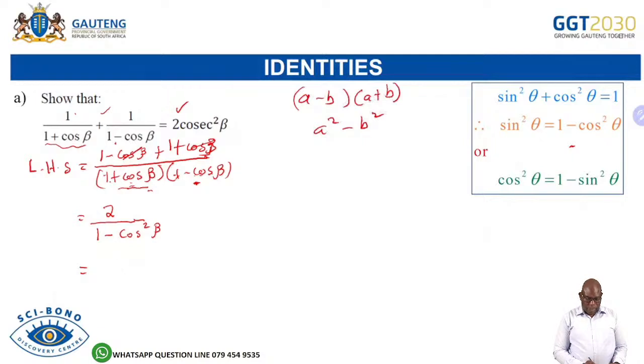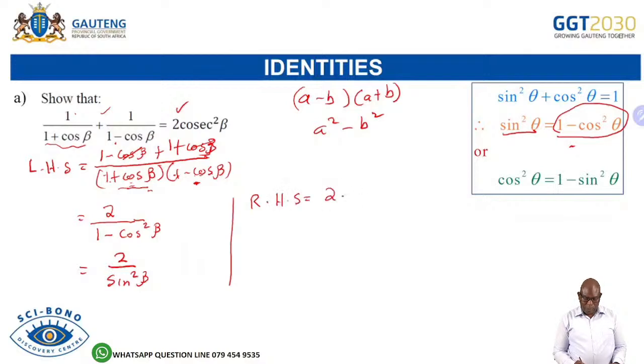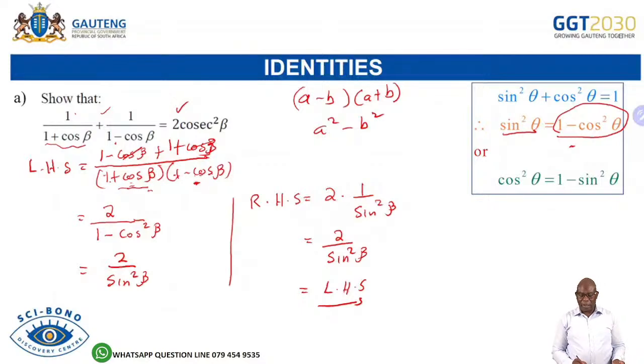So it's the same thing, but what do I know? 1 minus cos squared theta is the same as sine squared theta. So that gives me sine squared of beta. Okay, now in this case here, I can either go and do the right hand side, which will give me 2 multiplied by 1 over sine. Remember, cosec and sine are reciprocals. So I'll have 2 times 1 is 2 over sine squared of beta, and that's the same as the left hand side. So I can prove that the left hand side and the right hand side are equal.